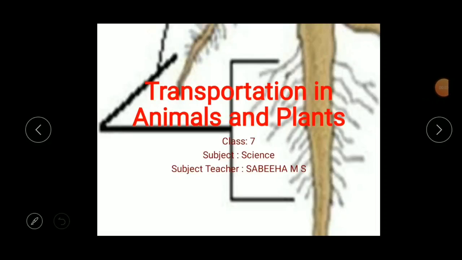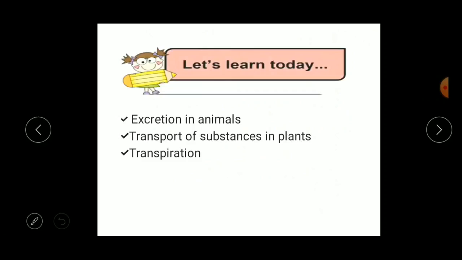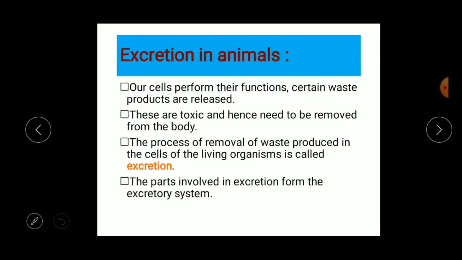Today in this class we are going to continue our same lesson of science, that is transportation in animals and plants. So children, in the previous class you have learned the circulatory system, right? So today let us learn what is excretion in animals, transport of substances in plants, then what is transpiration. Okay, so let's start with the first topic, that is excretion in animals.